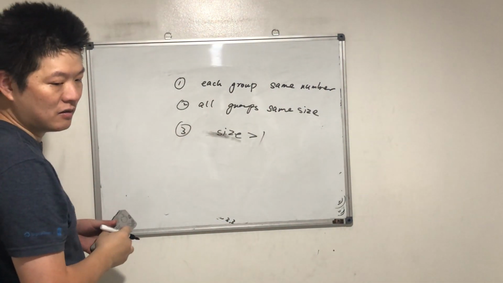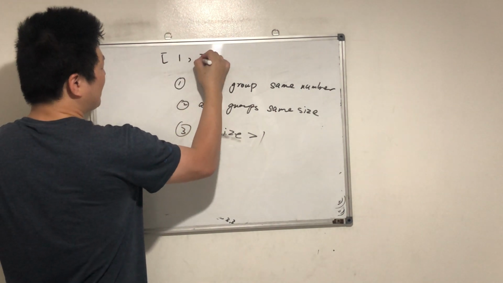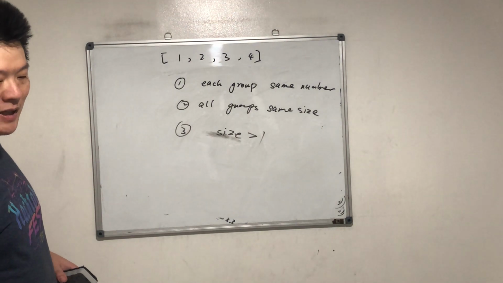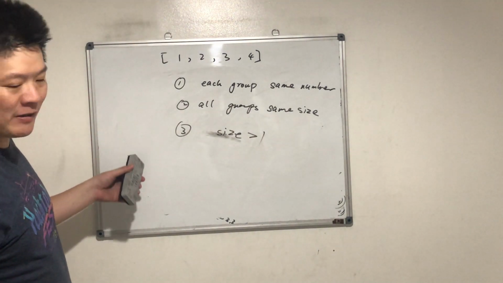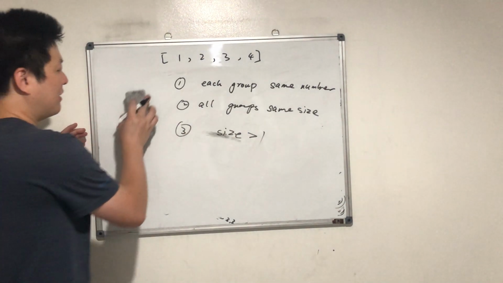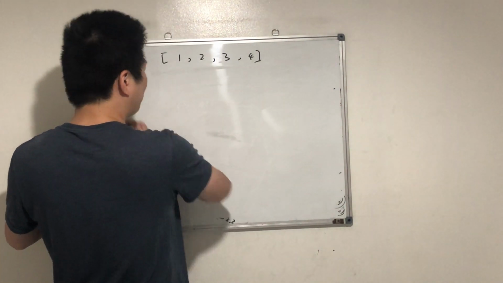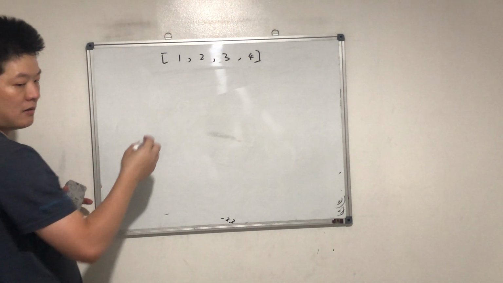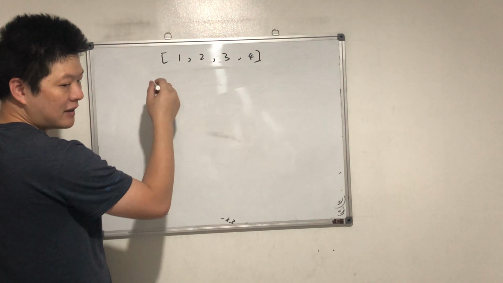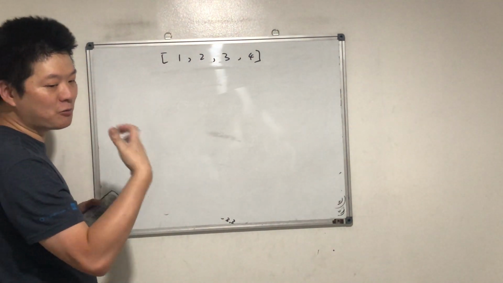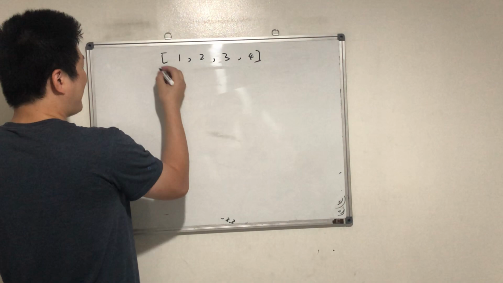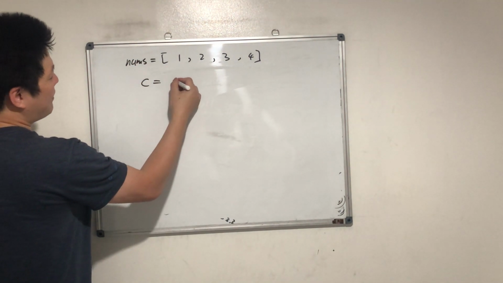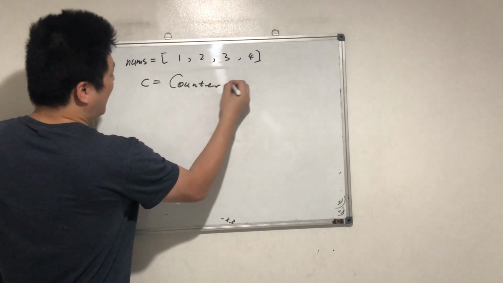Okay, so for example, given a list of numbers 1, 2, 3, if we want to count the number of frequencies, how do we do it in Python? We count, and especially we use what kind of tool? Counter. Look, this is nums. So if we do this, C equals Counter(nums).